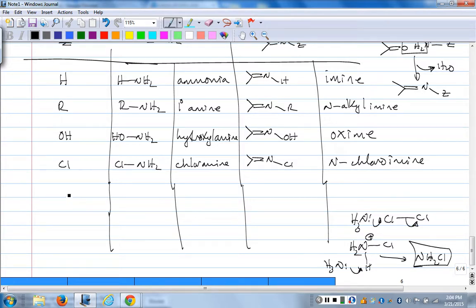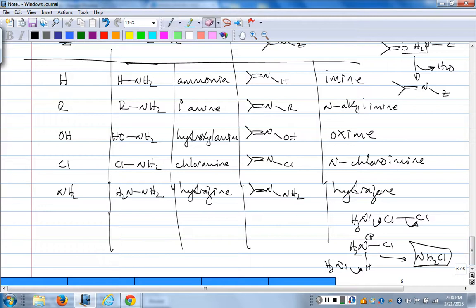If you have NH2, then your compound is NH2, NH2, and some of you may recognize this as rocket fuel. It's hydrazine. And the species, the condensation product, is called a hydrazone. And I'm going to erase this bit of the chloramine. So I'll have my room.